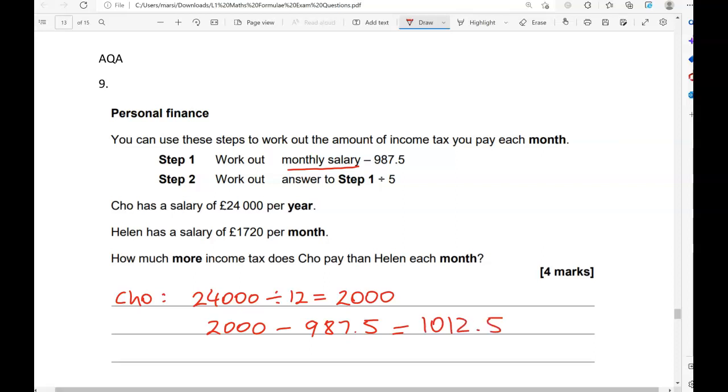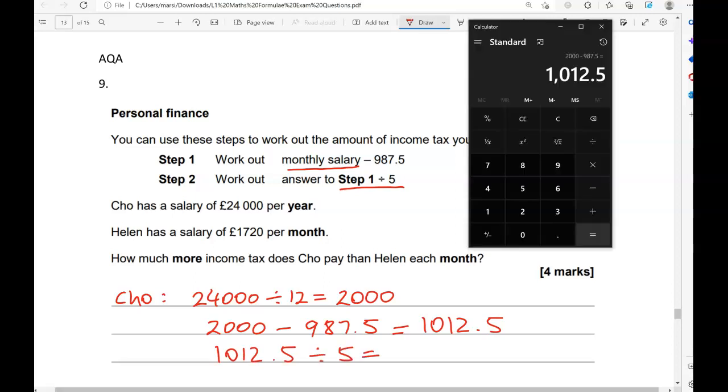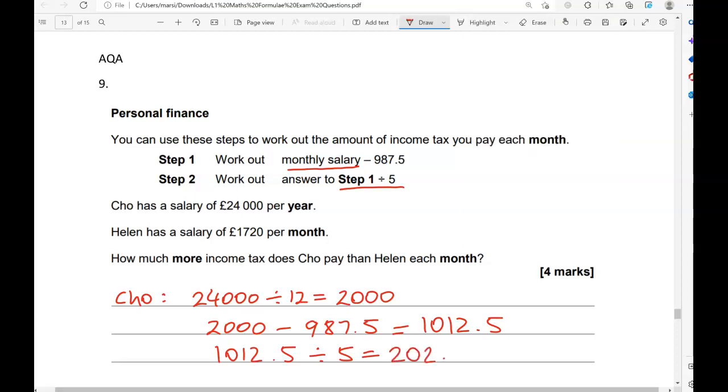Now we've got to divide that answer we just got by 5. So 1012.5 divided by 5. So here is my previous answer. Divide that by 5 gives us 202.5.